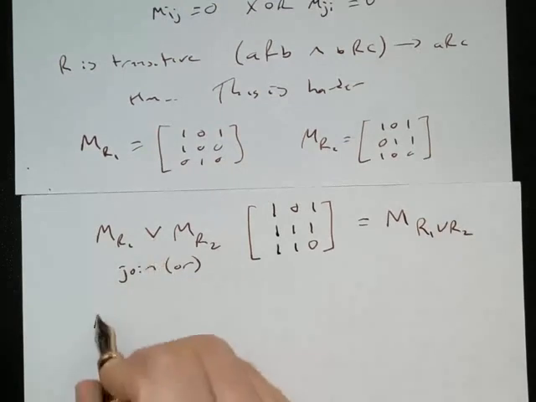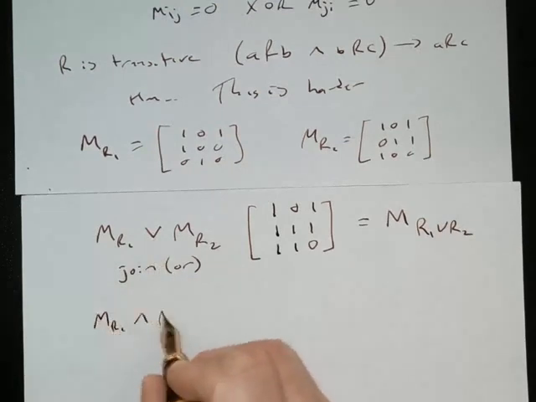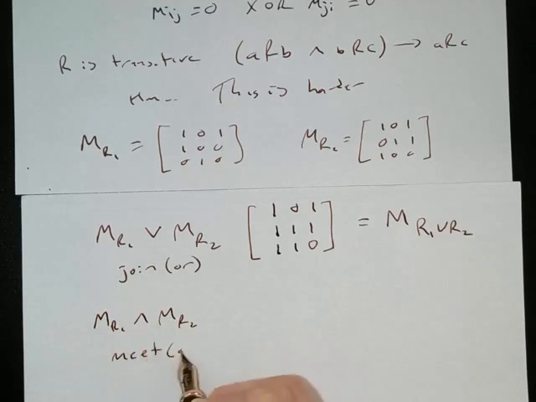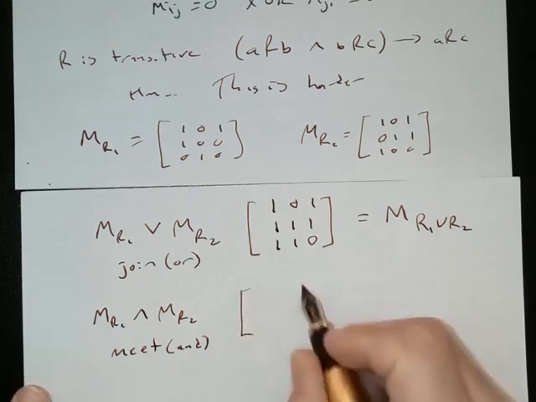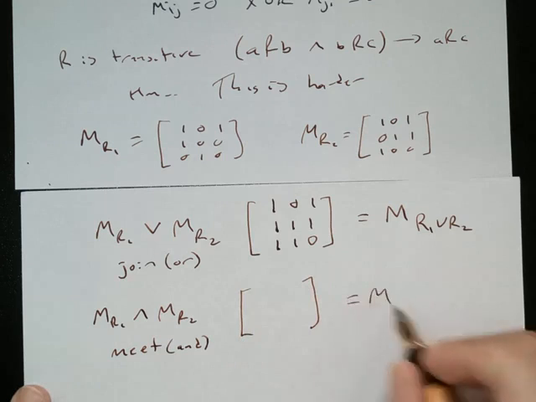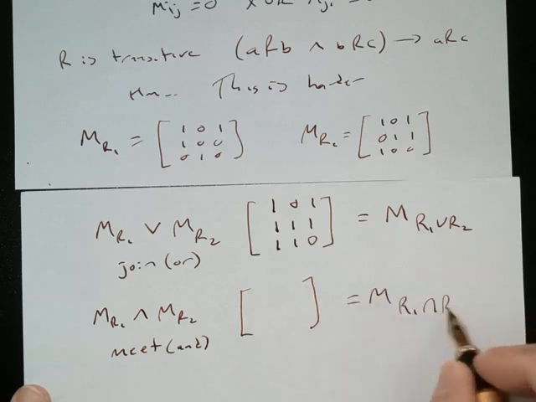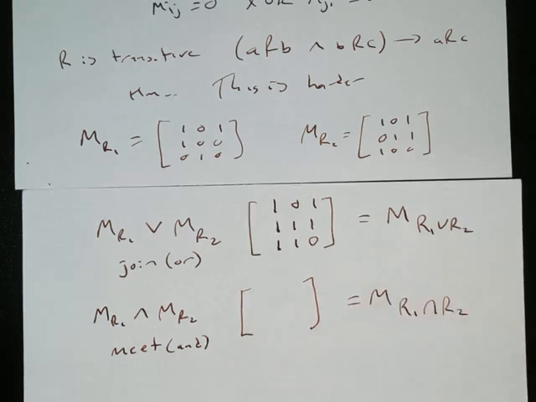That means I can do AND instead of OR. And again, for some godforsaken reason, they call this the meet, M-E-E-T, not M-E-A-T, the meet of my two relations. Well, that's an AND, and that's going to be the matrix for the intersection of my two relations. What is this matrix?